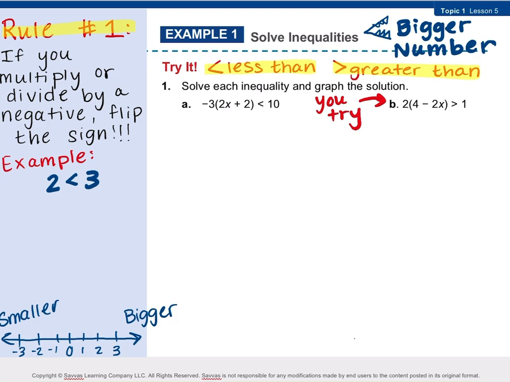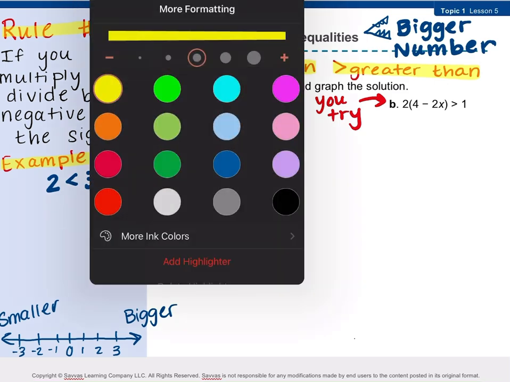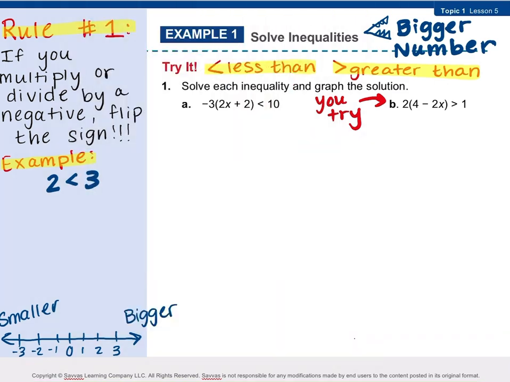So why is this our rule? I'm going to do an example. Back in the blue area, I wrote: is 2 less than 3? That's true. If I look at the number line at the bottom of the screen, 2 is further to the left than 3. The further to the right I get, the bigger the numbers get. If I multiply both sides by -1, I would have -2 is less than -3, and that is not true.